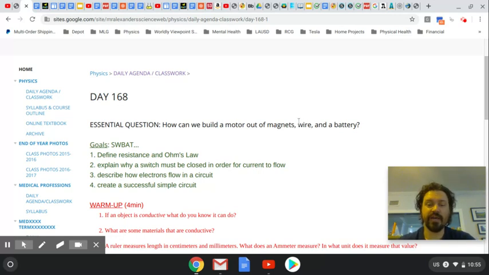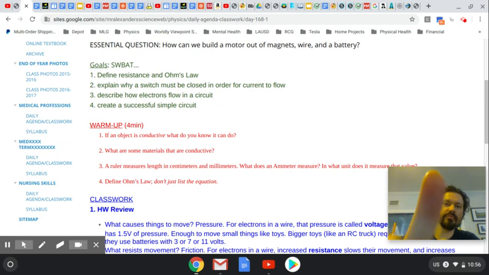In order to understand how to do this, you need to understand how charge flows, and that's what happens in a circuit. In a circuit, charge flows. We call it current. So, we're going to look at resistance and Ohm's law, explain why a switch has to be closed in order for current to flow, describe how electrons flow in a circuit, that's the charge, and create a successful simple circuit. Those are your goals. For the warm up, do it.